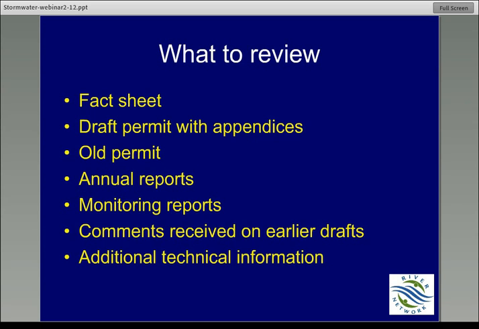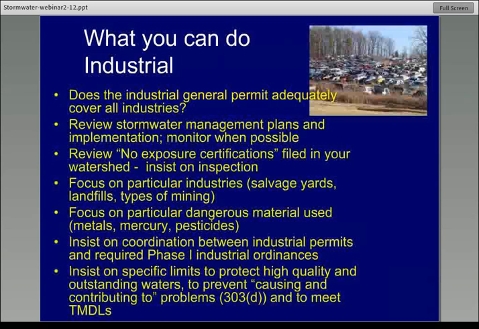The same list of things to review. There are fact sheets developed for these industrial permits, draft permits with appendices, try to figure out ways to compare with the old permit, annual reports for the facilities you're concerned about. There's definitely monitoring involved in industrial stormwater, so the procedure for monitoring and the reports themselves are things that you can look at, and again, comments on earlier drafts can be looked at. And don't hesitate to call your state agency person to try to wade through these things.